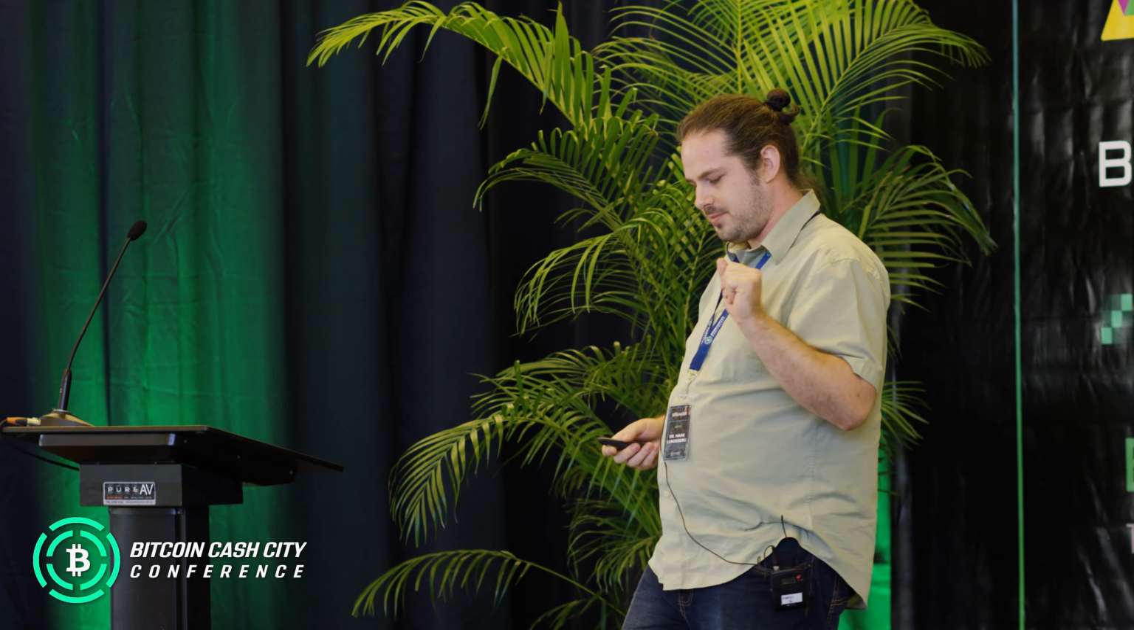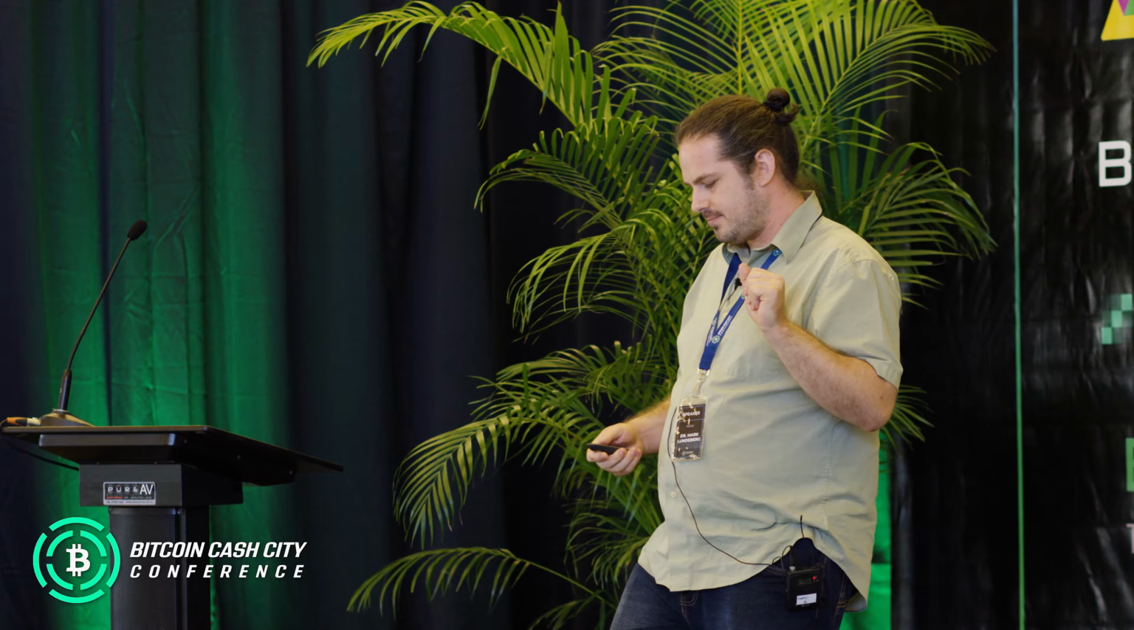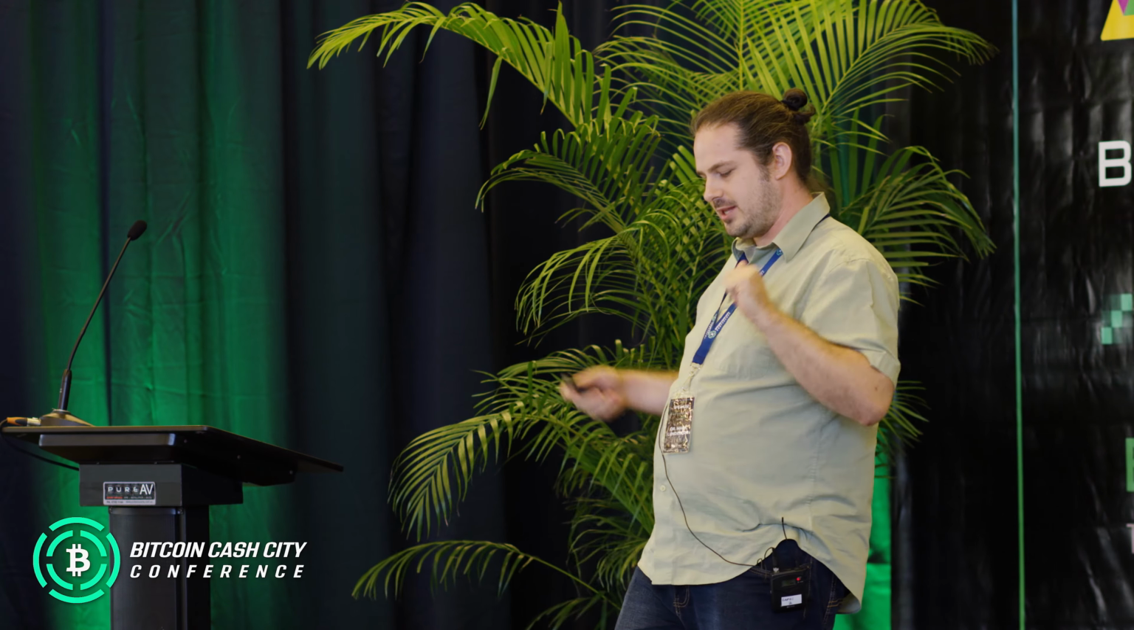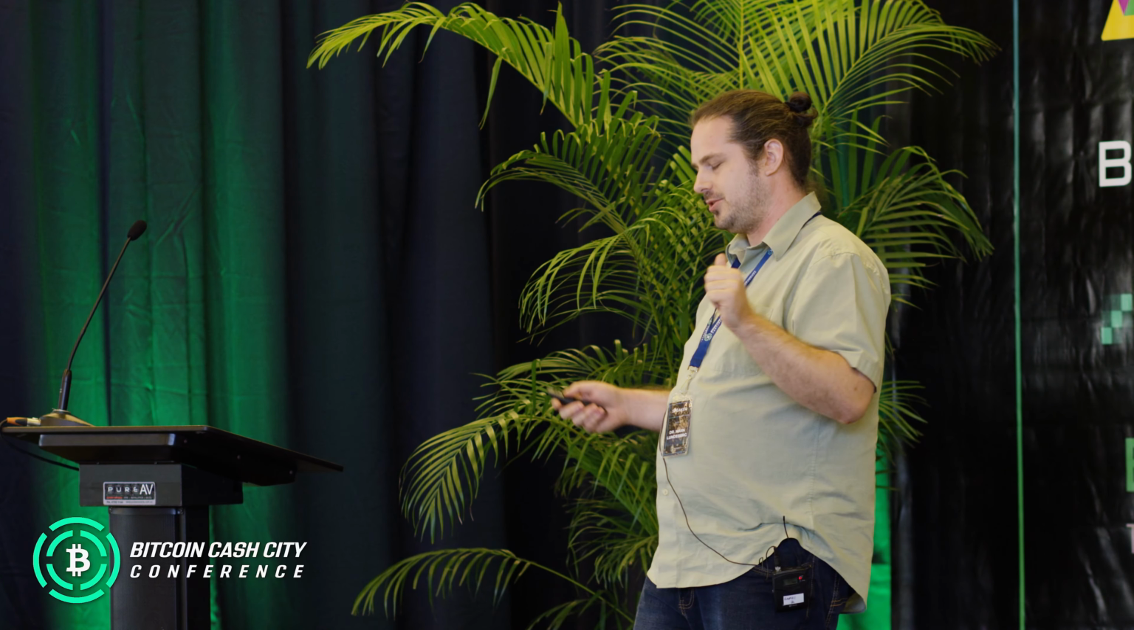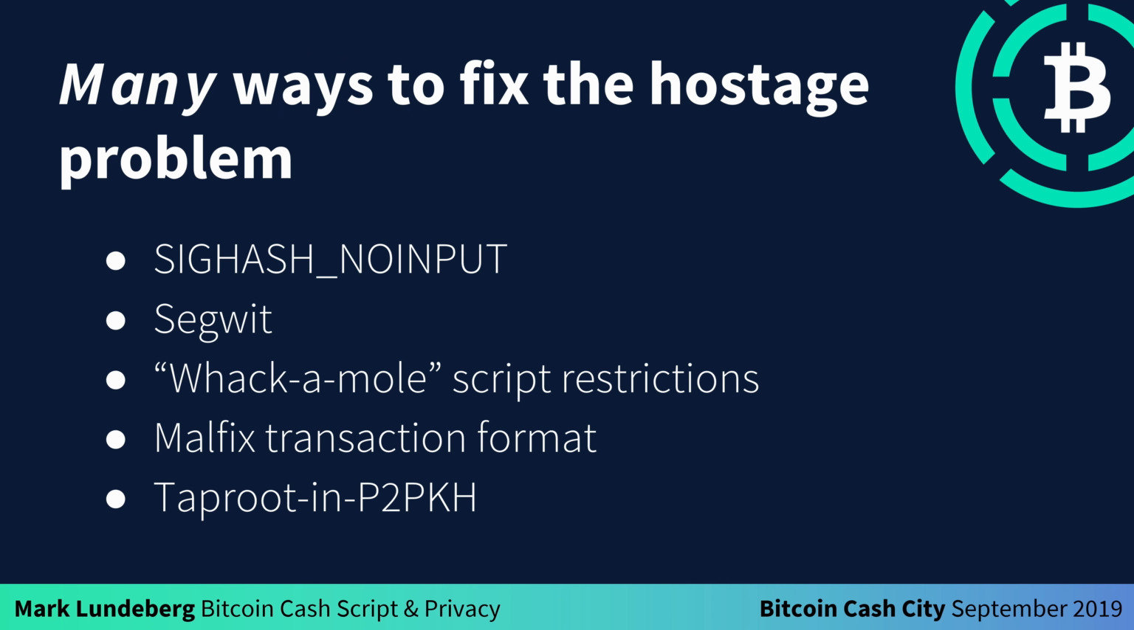But I call it a hostage problem because you can fix malleability to fix this, but that's not the only way to fix it. So there are actually many ways to fix this. One is called the sig hash no input. This was like an original idea suggested for Lightning Network. And this makes it so you can have a continuation transaction that's insensitive to the malleation of the funding transaction. Okay, so that's one way.